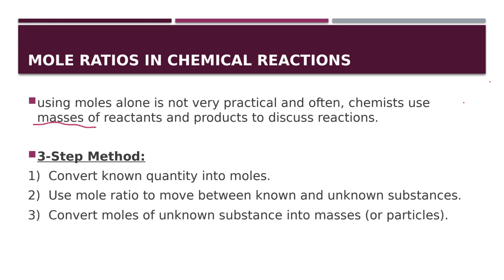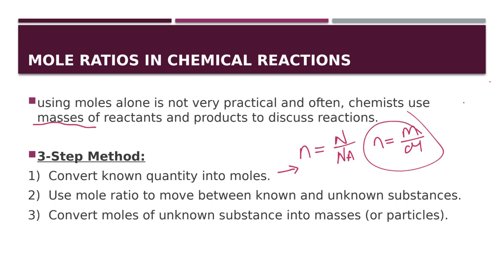There are 3 steps when we do stoichiometry in chemical reactions. The first is to convert our known quantity into moles. And in order to do this, we use one of the 2 formulas that we have learned in class. The one related to atoms or molecules, or better yet, the formula where we are given actual masses and molar masses. This is the one most often that we use because, again, we really can't count particles very well.